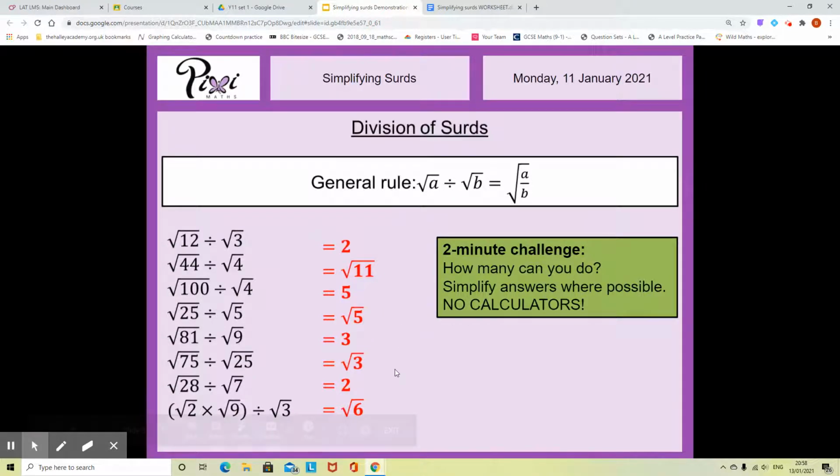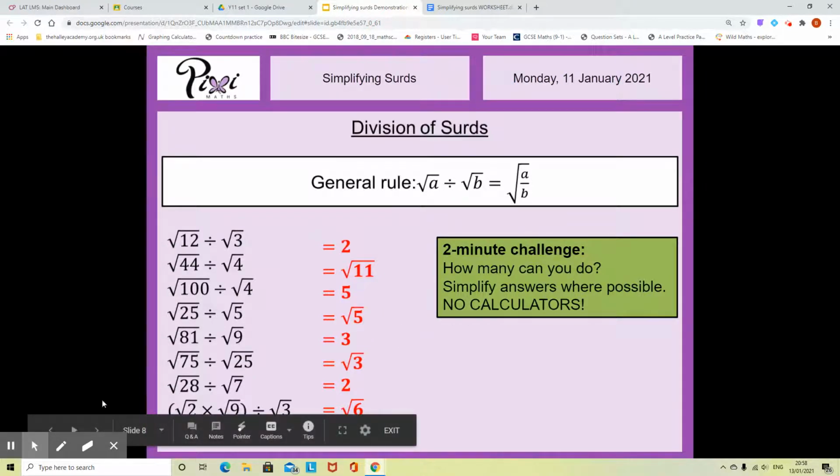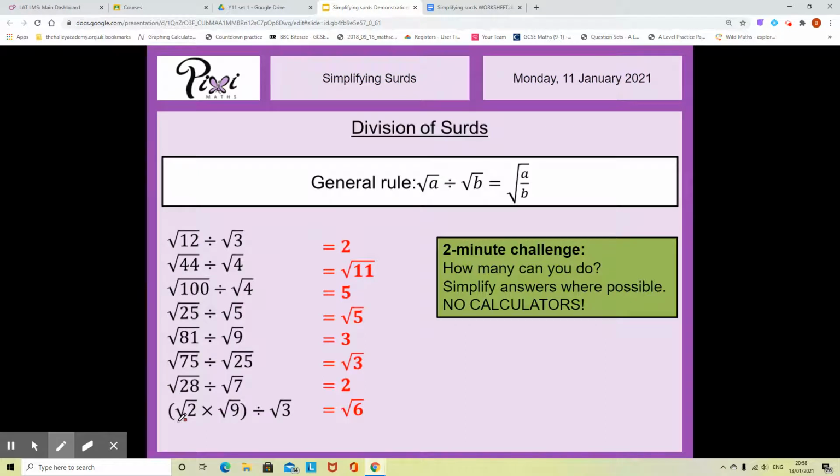I would like to focus on the last question because it involves multiplication as well as division. Square root of 2 times square root of 9 gives us a square root of 18 divided by square root of 3. 18 divided by 3 gives you 6, which means the final answer is square root of 6.